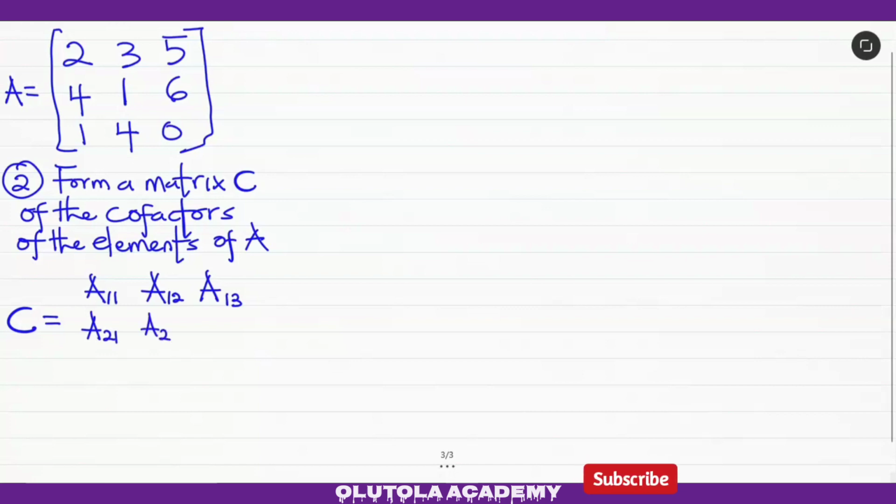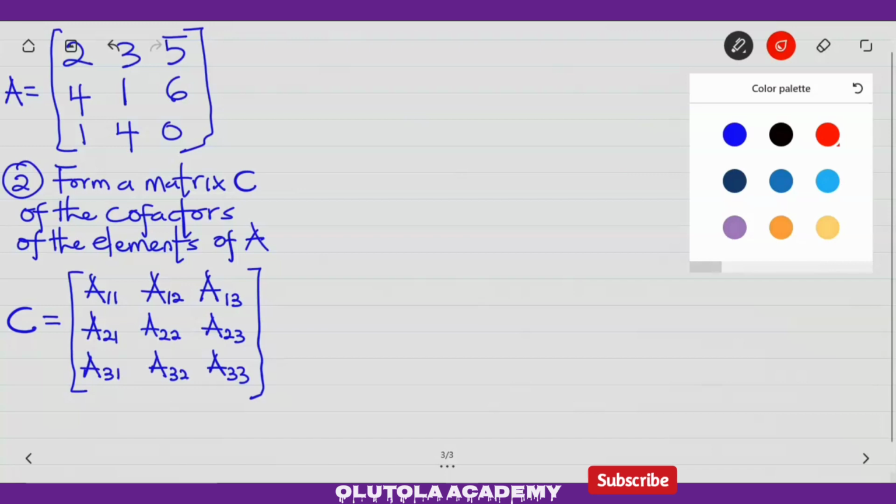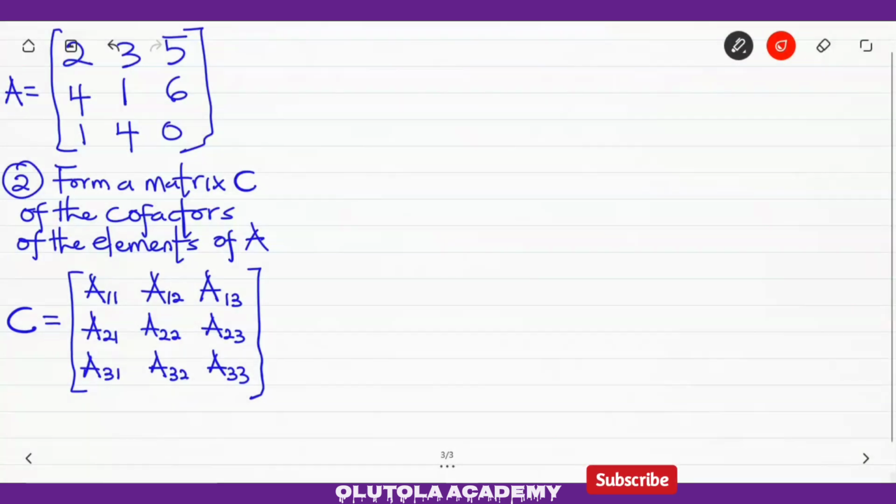A21, A22, A23, then A31, A32, and A33. I want to form a matrix of cofactors, and a quick reminder that they will carry different signs. A11 will take plus, A12 will take minus. It will alternate just like that: minus, plus, minus, and this will be plus, minus, and plus. Let's start to form them now.